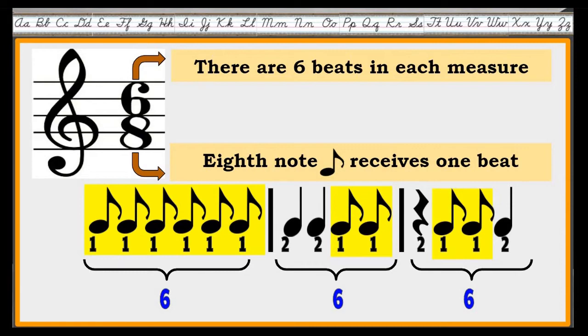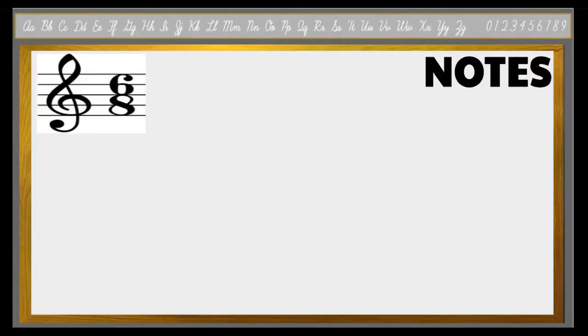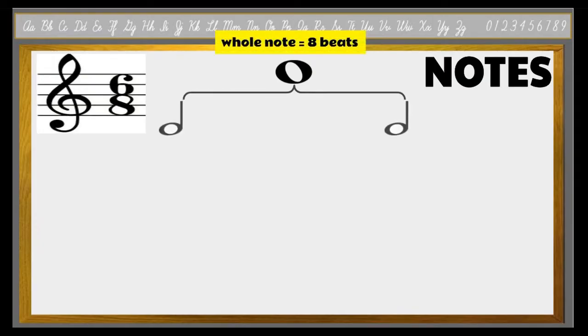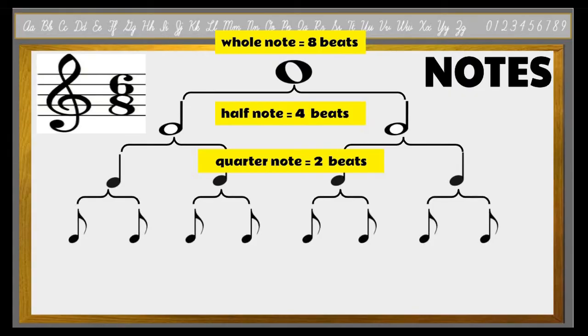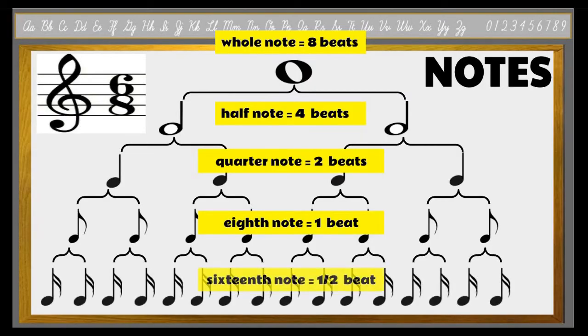Let us know the value of each note and rest in 6/8 time signature. Let us have the notes first. Whole note receives 8 beats. Half note receives 4 beats. Quarter note receives 2 beats. And 8th note receives 1 beat. And every 16th note receives 1/2 beat.